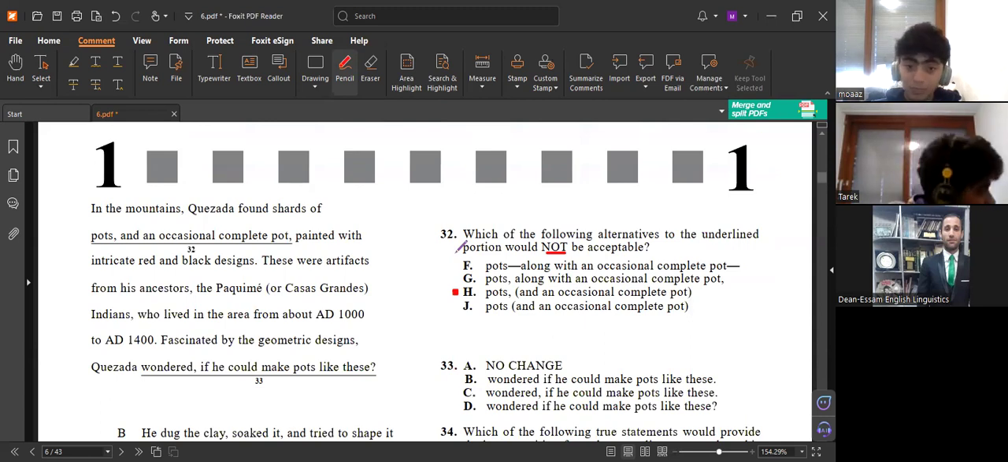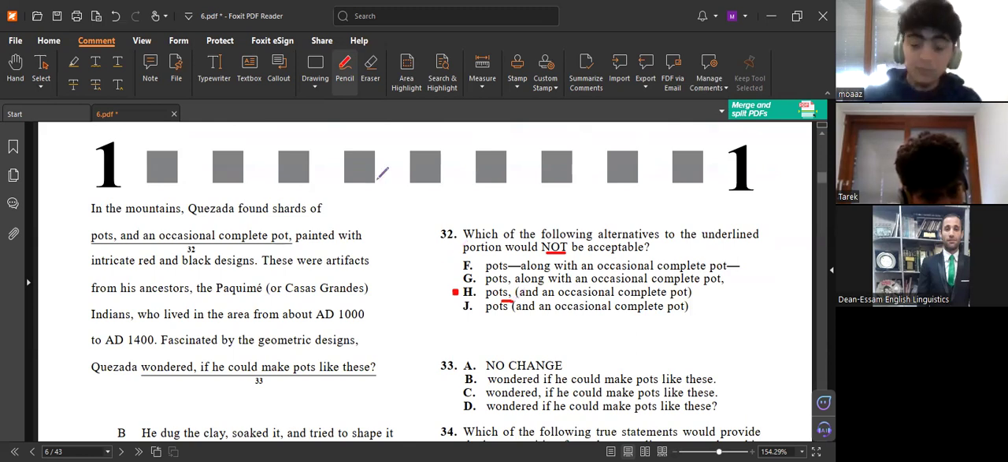Why? It's very simple. Because we have a comma. Let's read that. In the mountains, preposition phrase, comma. Equizada found, subject, verb. Found what? Shards of pots. Look, comma. And then non-essential information deleted: painted was intricate. So why do we need this comma? Do you want to make this one non-essential? If it's non-essential, we need two commas.